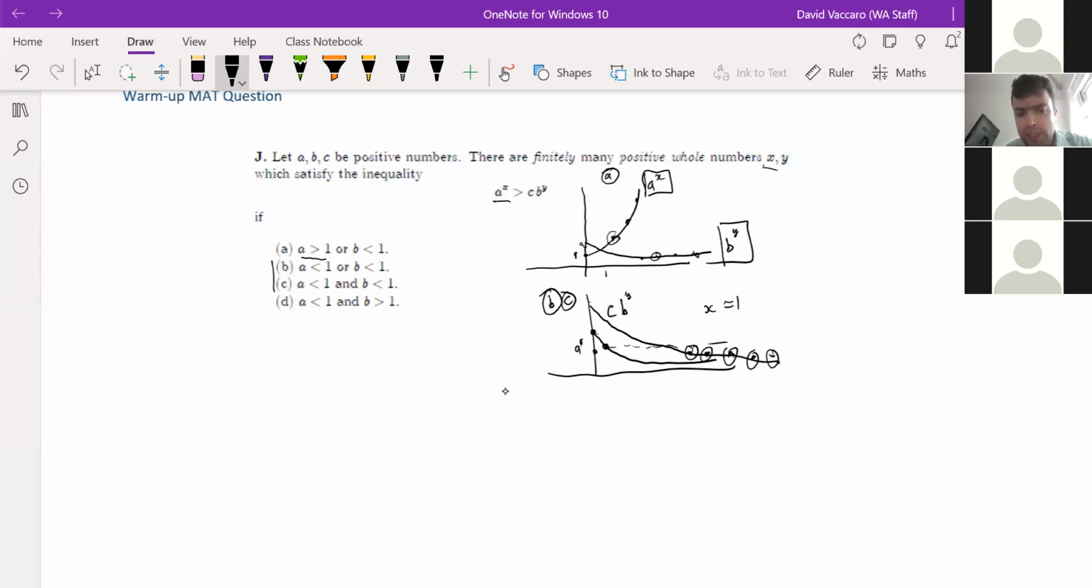So the only one which is left is a is less than 1. So a to the x is going to be some decreasing function. b is bigger than 1.